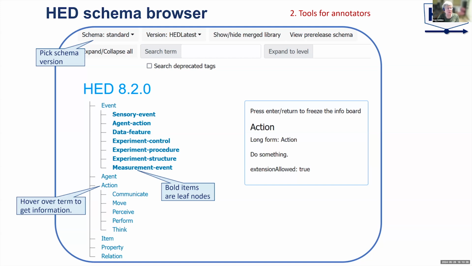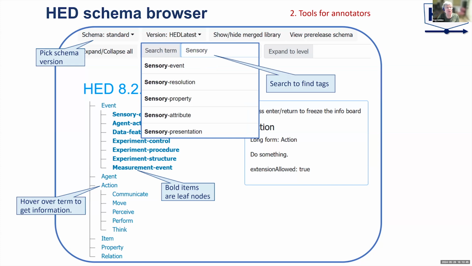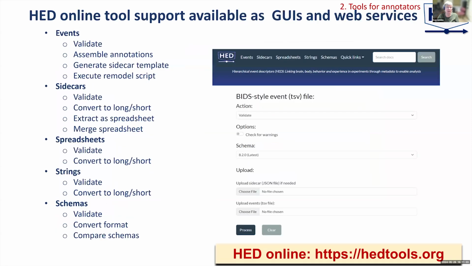If you hover over a term, you can get information. If you want to search, you can start typing, and as you type, the matches that are available in the schema will come down, and if you click on one, it'll browse you over to that tag. So it's a really nice thing to view the schema at.